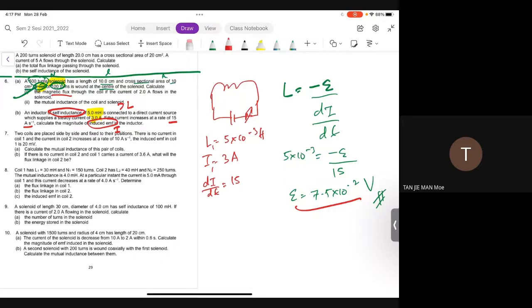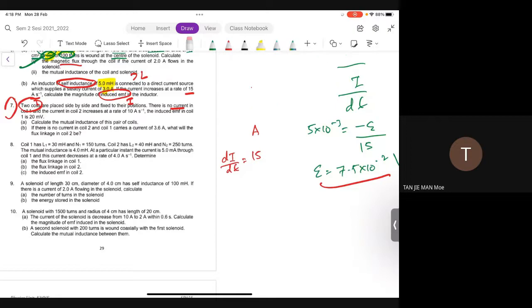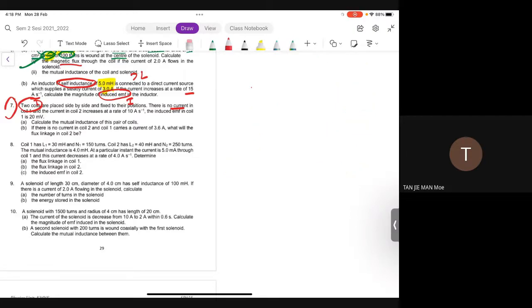Okay, soalan number 7. Two coil are placed side by side. So we have two coil placed side by side with a fix of their position. There are no current in coil 1. Okay, so kita lukislah kita ada dua coil. Satu coil 1, satu coil 2. Tapi dia cakap there are no current in coil 1. So this is my coil 1. So coil 1 saya tak ada battery.